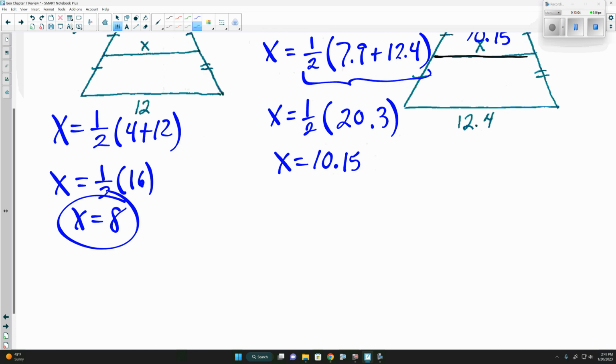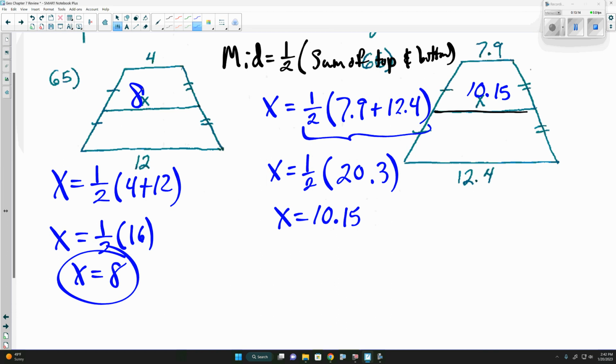Any other questions on 65 or 66? We go to 67. Yes. We ready for 67?